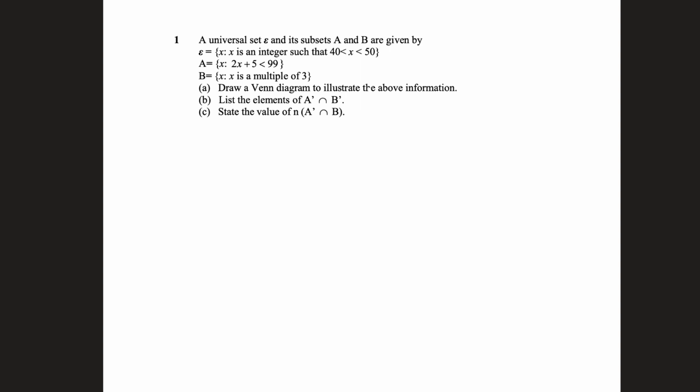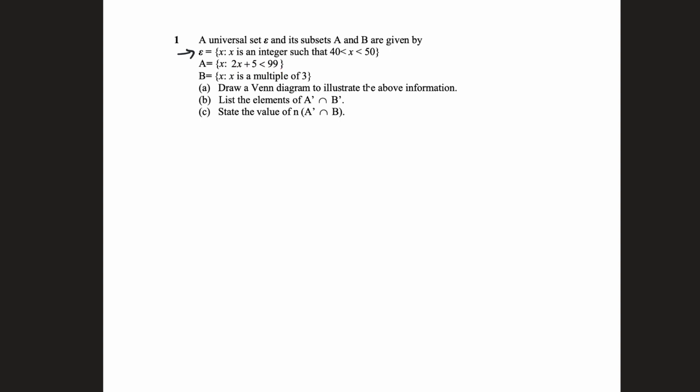A universal set, let's call it E, and its subsets A and B are given by the following. This is the universal set. What is inside? X, where X is an integer that lies within this range. And then we have a subset. Subset just means a set that is smaller than, you can see it that way. Within the universal set, there is a subset A, where all the values of X are lying within this range.